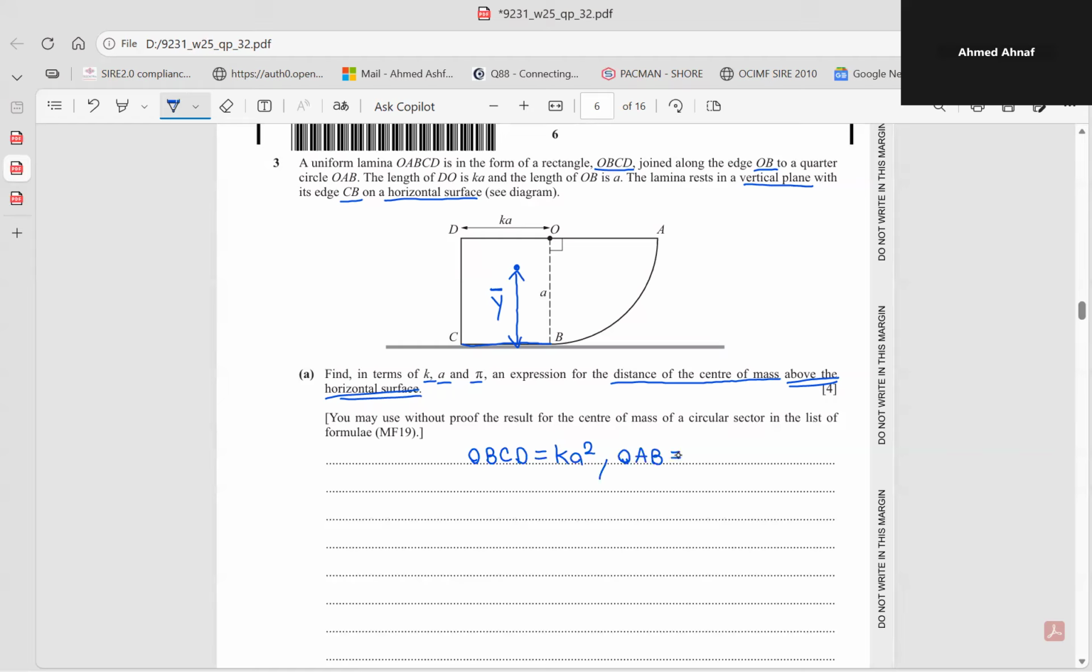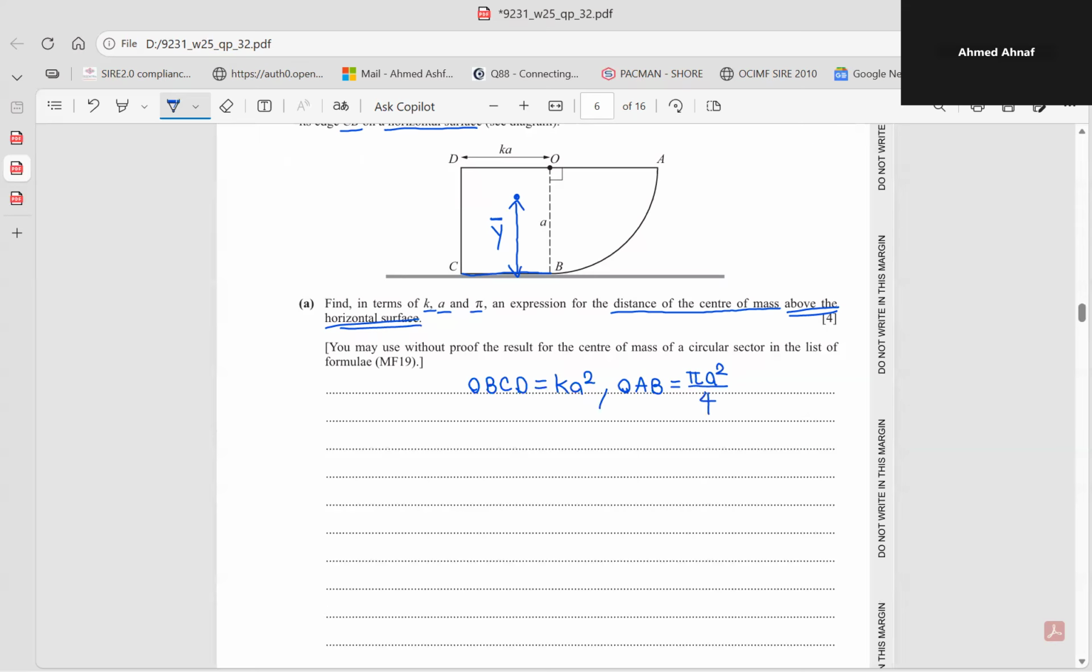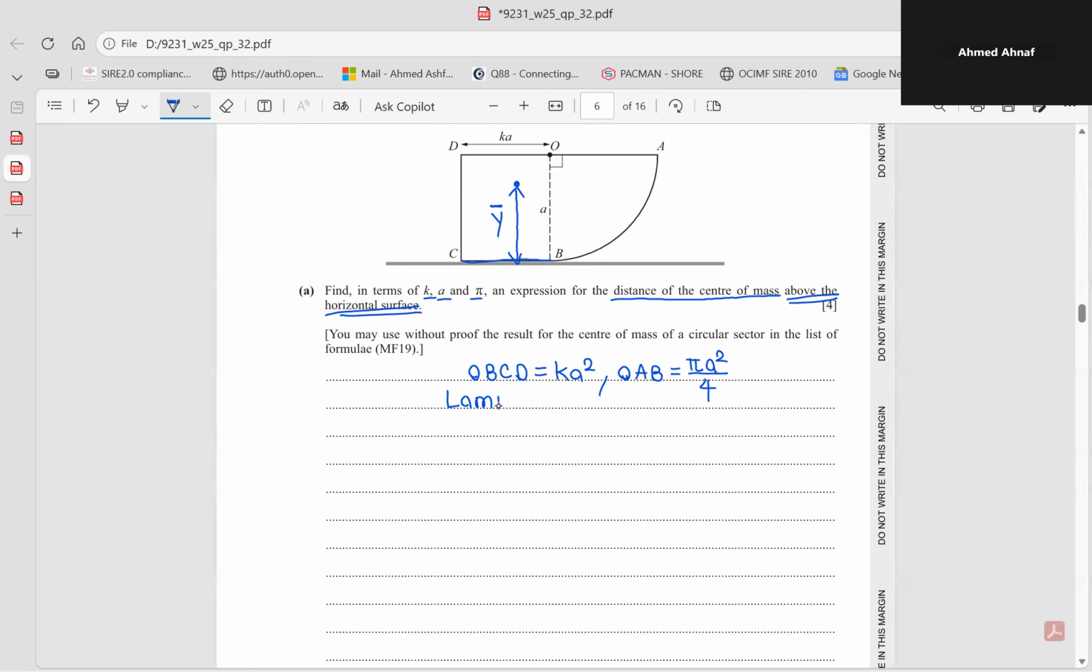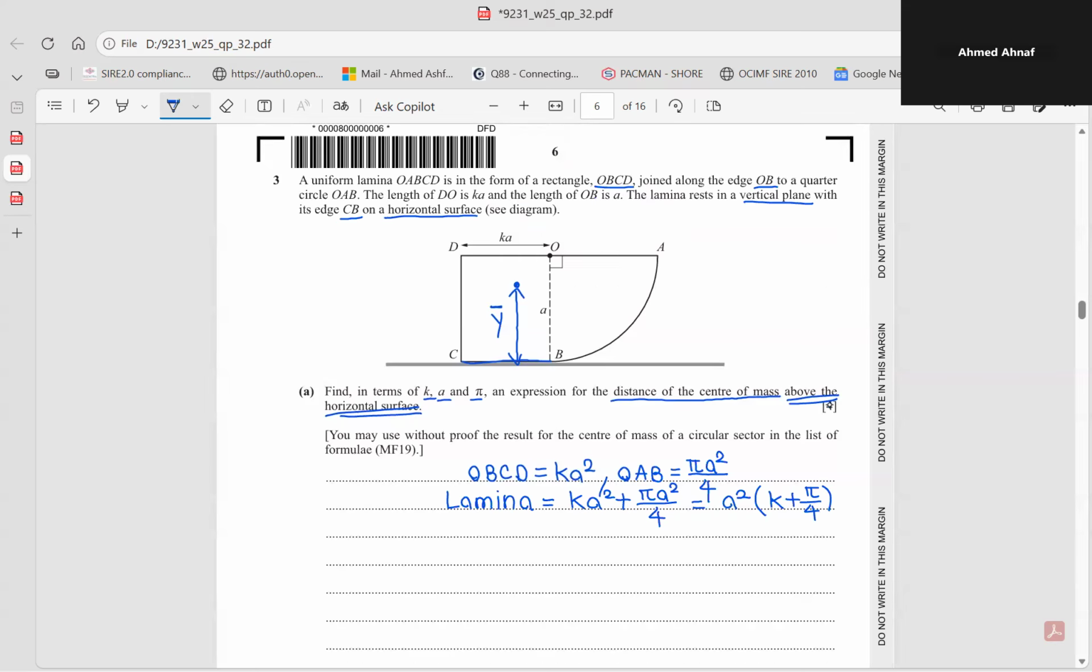OAB is just pi A squared over 4. All right, and the lamina is just KA squared plus pi A squared over 4. Let's factor out the A squared, so it's just A squared times (K plus pi over 4). Yeah, so this is the lamina.